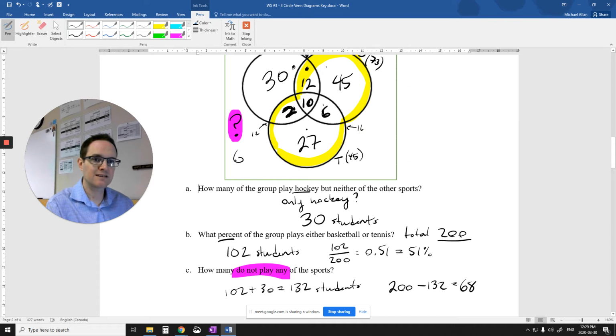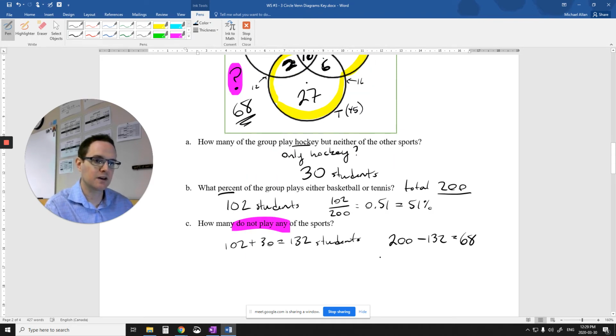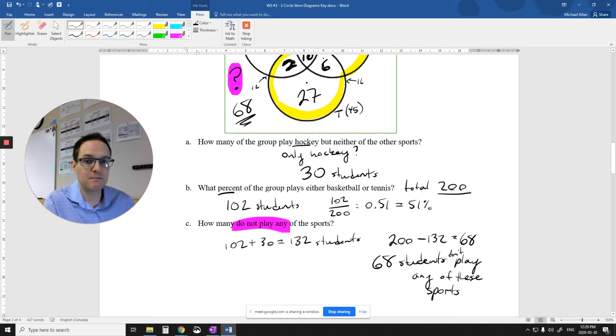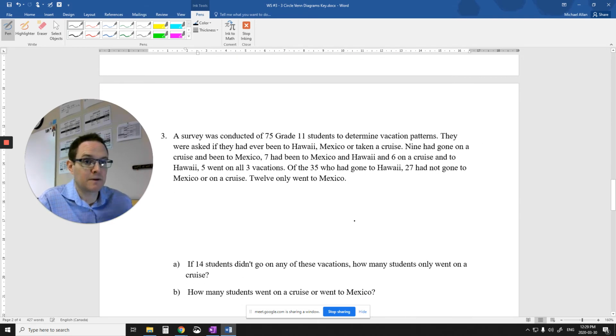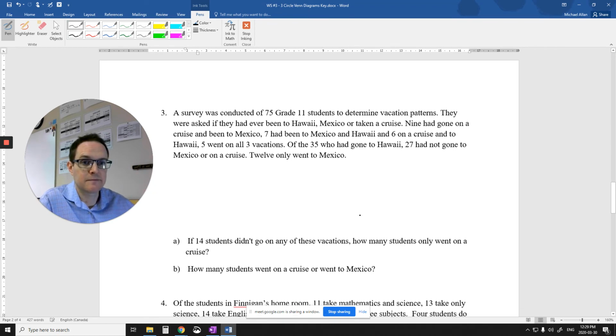So this out here should be 68. Out of here, our goats, what do you want to call them? So 68 students play, or don't play, any of these sports. All right, they may play more than one type of sport. That's fine. They may play other sports, but we're not worried about those ones.